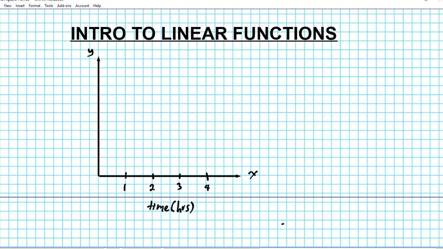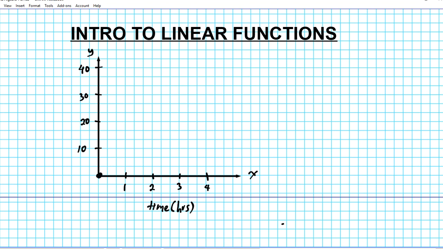So in this function, we're looking at the relationship between time and the amount of bricks made by a factory. So in the first hour, 10 bricks are made. In the second hour, 20 bricks are made. In the third hour, 30 bricks are made. And then in the fourth hour, 40 bricks are made. Okay, so let's go ahead and graph the points.